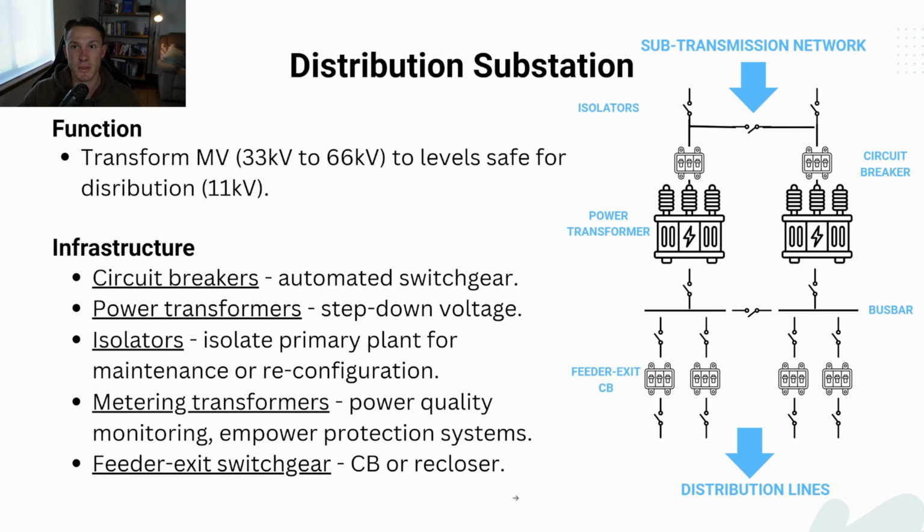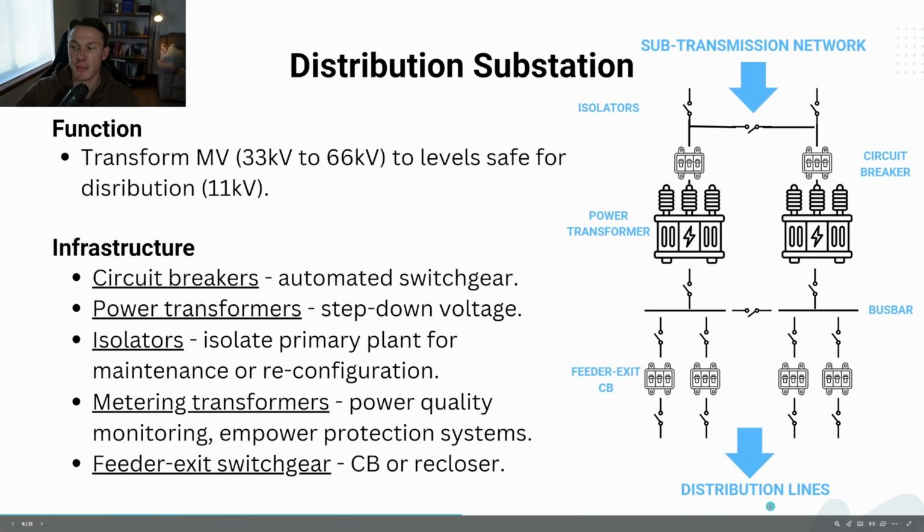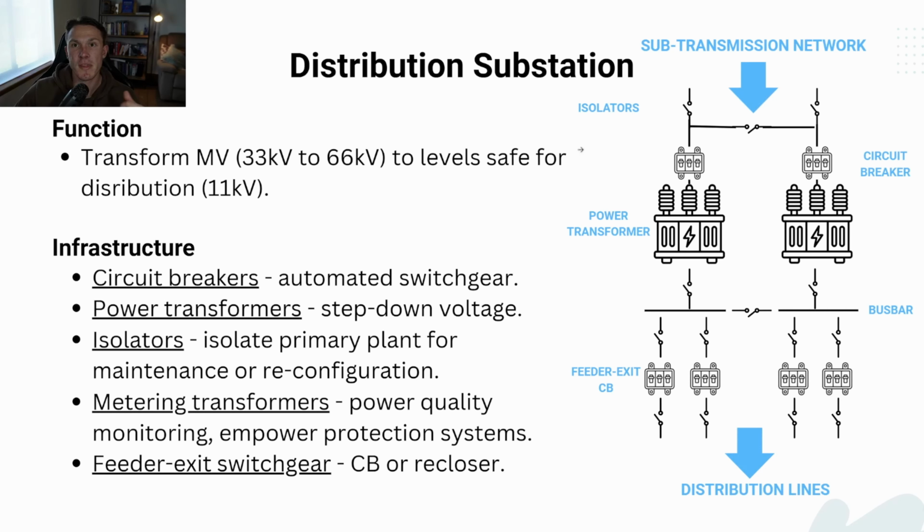The primary function of the distribution substation is to transform medium level voltage, which I've tokened here as 33 to 66 kV, to a level safe for distribution, which here in South Australia is 11,000 volts. With reference to the diagram on the right, where power is flowing from the sub-transmission network at the top to distribution lines at the bottom, the common substation is designed to, number one, ensure reliability. If one of these power transformers, which are largely responsible for the voltage step down, had to go out for maintenance, could we supply the rest of the load using a single transformer? And could we configure the substation in such a way to support that?